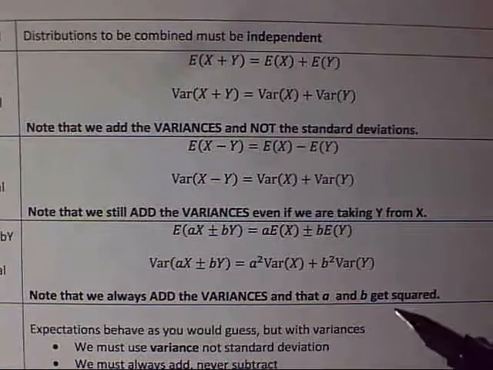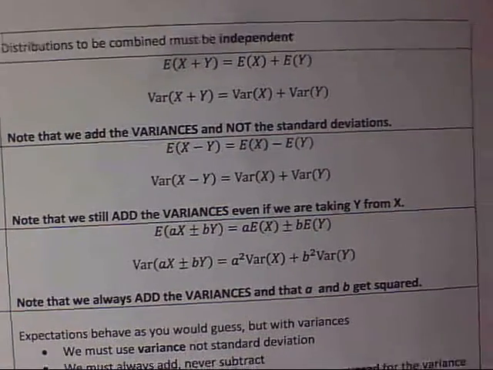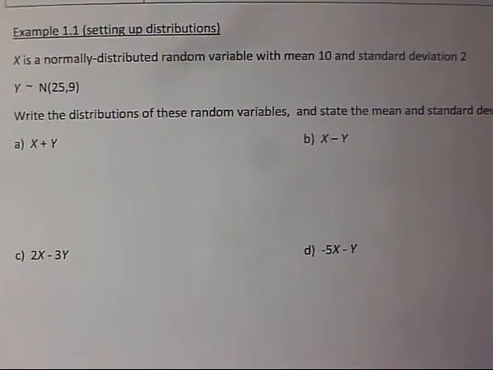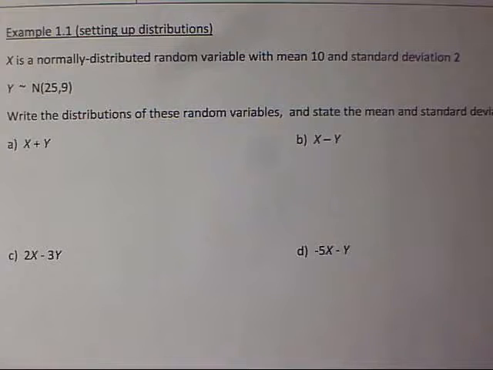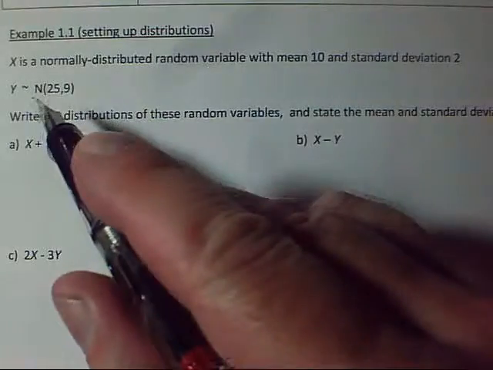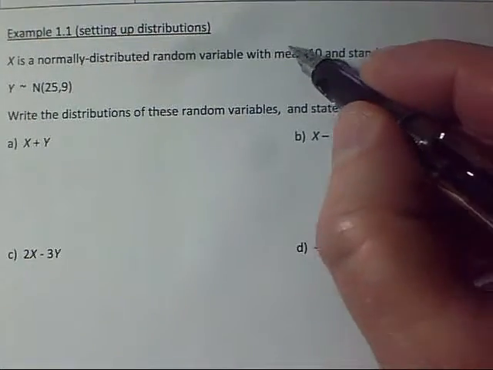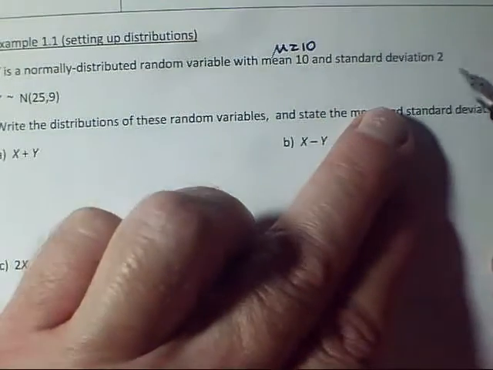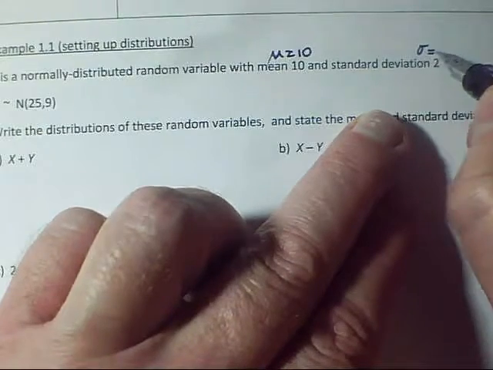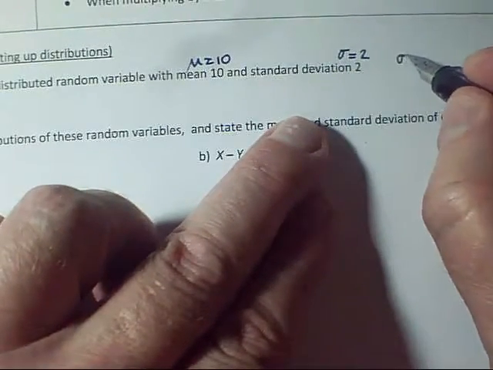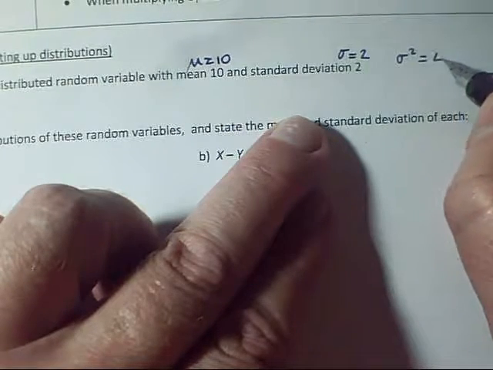Okay, we've got rules about how to combine normal distributions when they're independent, and we're going to apply that here. We're just going to be dealing with the distributions, but we've got to be really careful with these rules about knowing when we've got a standard deviation and when we've got a variance. So for this x, the mean is 10, so that's mu equals 10. That's the easy one. But this is a standard deviation, so this is sigma, which is 2. Therefore, the variance, which I'm going to need to work with for the x, is sigma squared, which is 2 squared, which is 4.